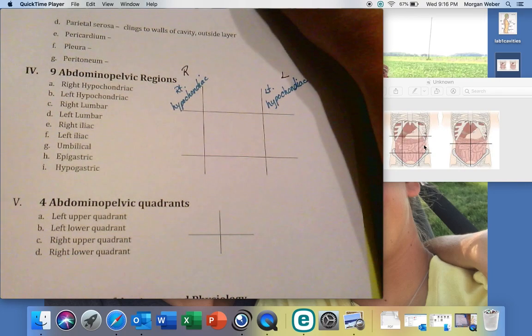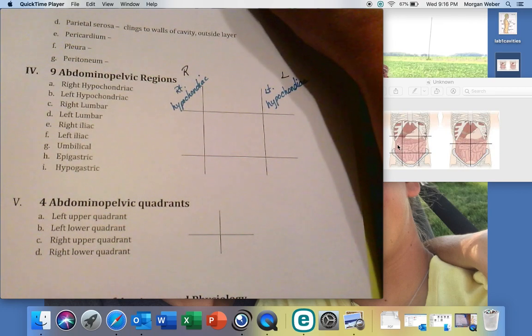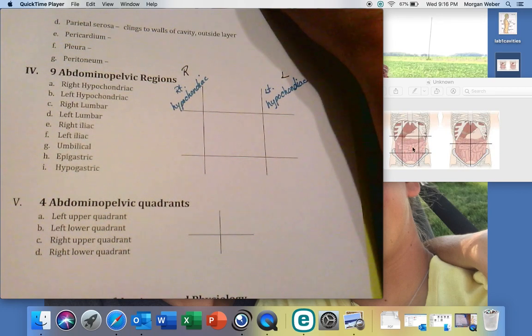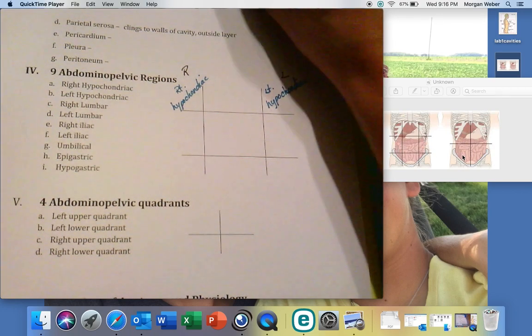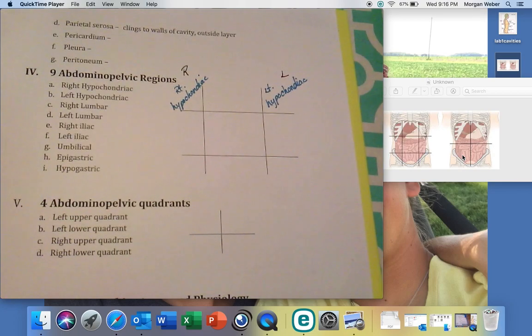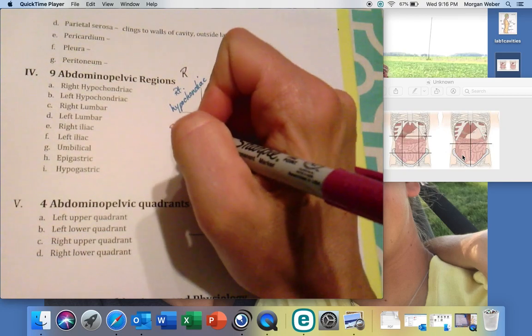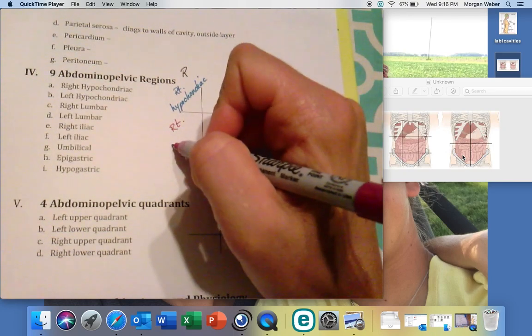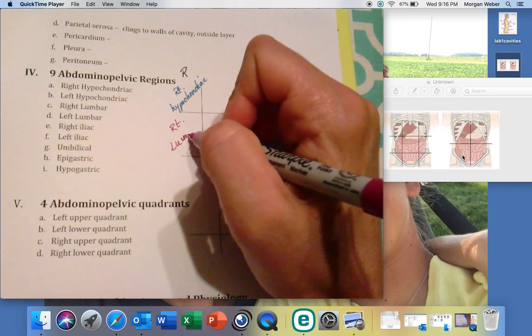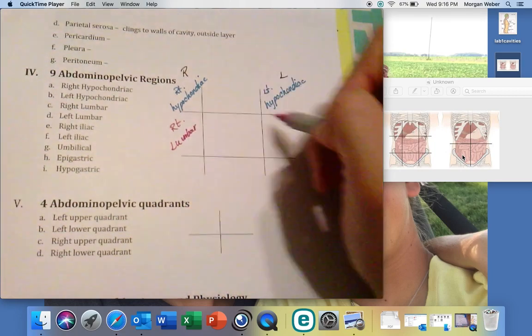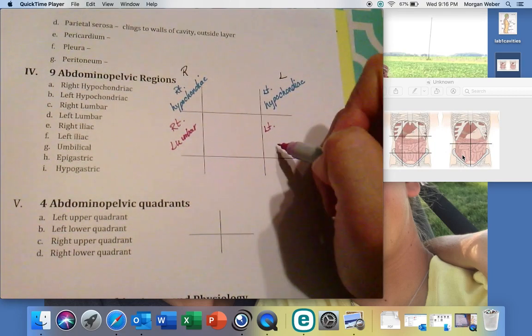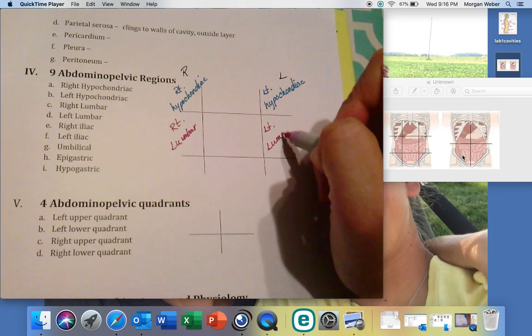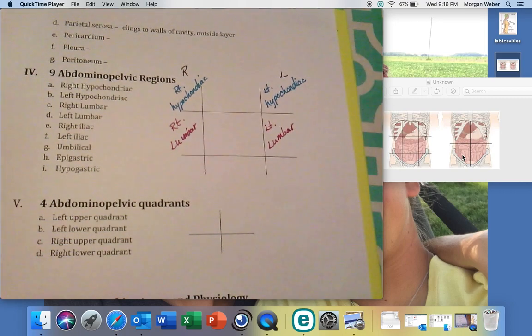Let's go down to the next region. So we're talking here and here. So you can see large intestines, small intestines. It's also in the lower back region. So this is my right lumbar and my left lumbar.